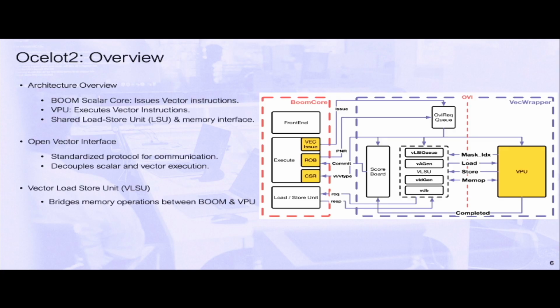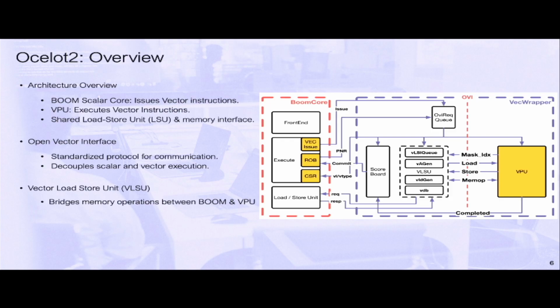This decoupled setup brings several advantages. For one, it separates concerns. The scalar core doesn't need to micromanage vector execution, and the VPU can evolve independently. It also simplifies debugging and testing, since you can simulate or even replace one side of the interface independently of the other.